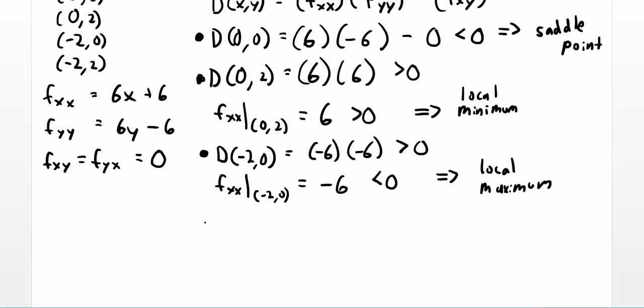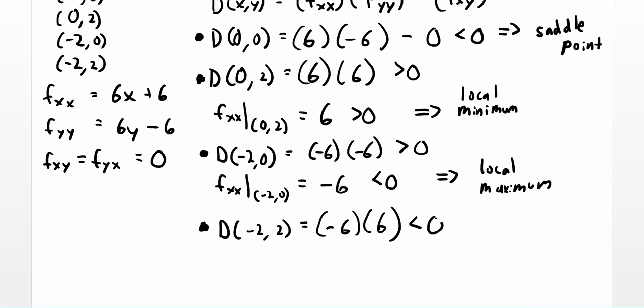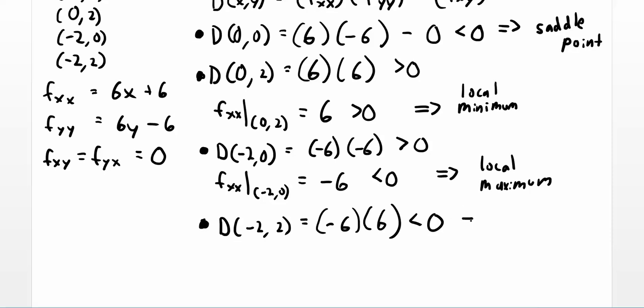Okay, and then last one, discriminant at (-2, 2) equals, if you plug in -2 here, we'll get -6. Plug in 2 into the fyy, and we get +6, which is a negative number. Again, that's the best case because we automatically have a saddle point.